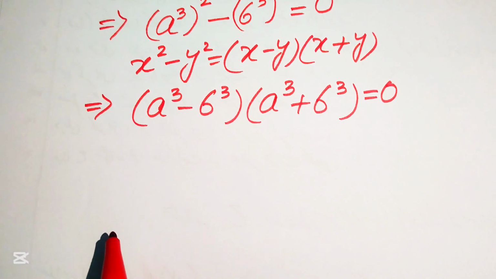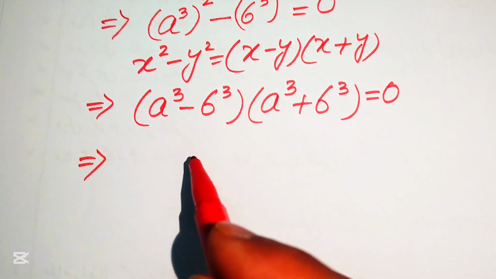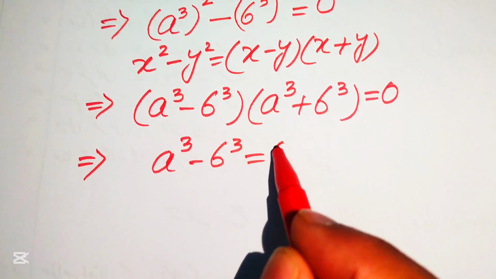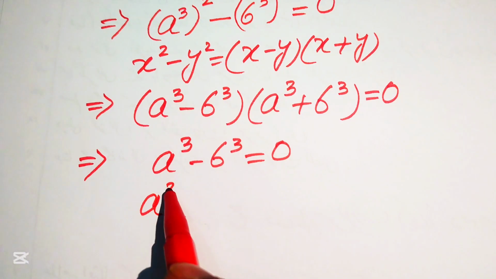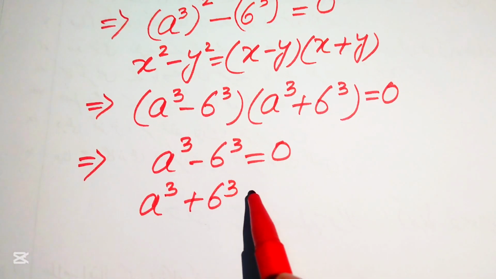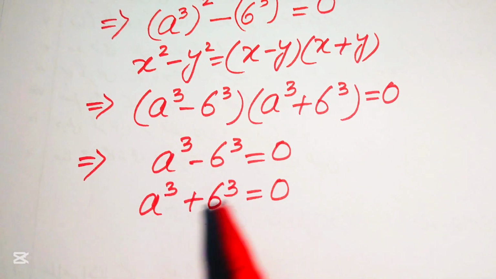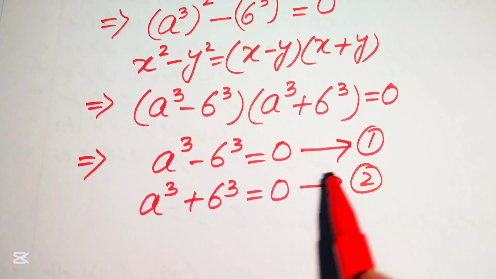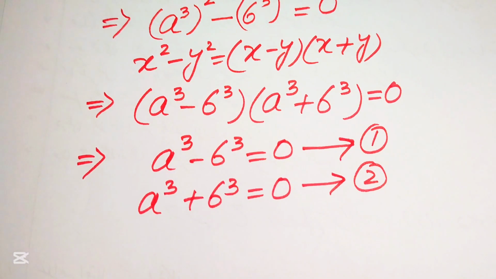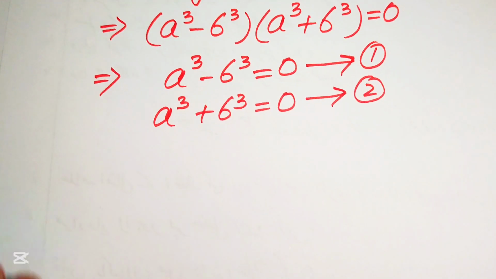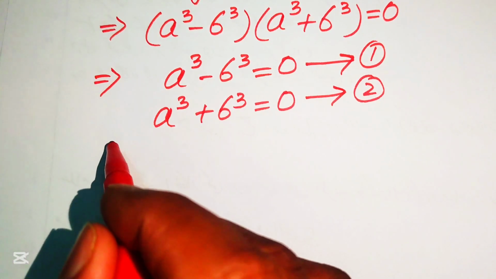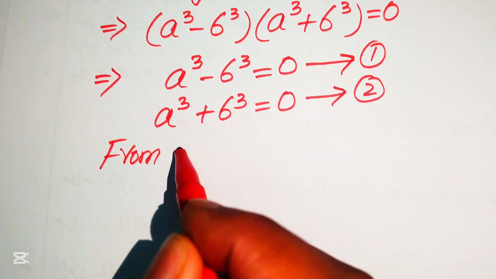And now further in the next step we need to divide this into two cases. The first case is we write a cubed minus 6 cubed equals 0, and the second case is we write a cubed plus 6 cubed equals 0. So we call this our equation number 1, and we call this our equation number 2. We need to focus on these two equations in order to find the values of a. So first we will solve our equation number 1.